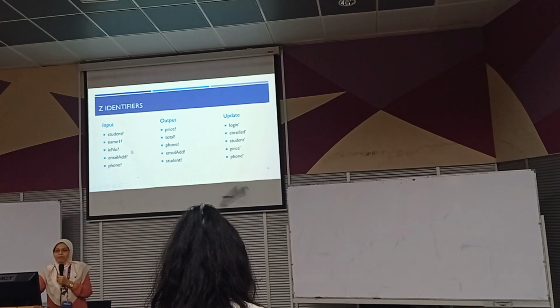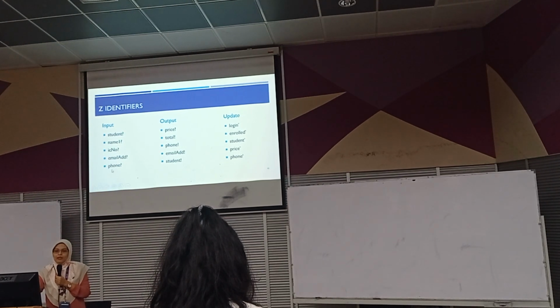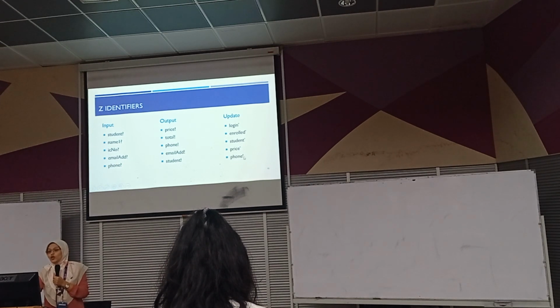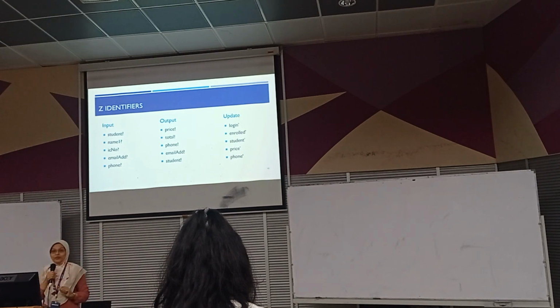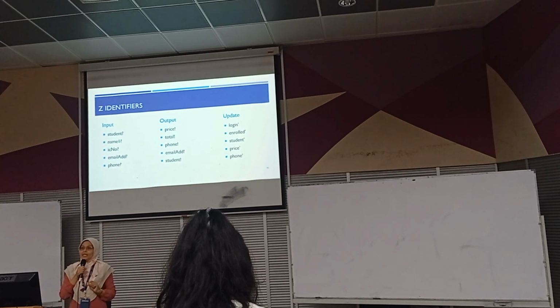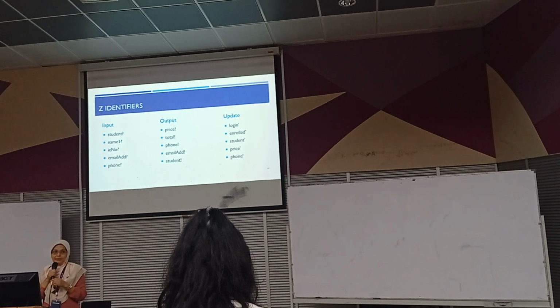You can have the same name. For example, phone question mark is input, phone exclamation mark is output, and phone prime is the update of phone. You can have three variables with the same name, but because the symbols are different, you can do that in your Z schema.